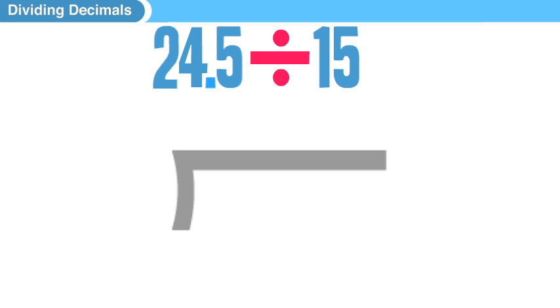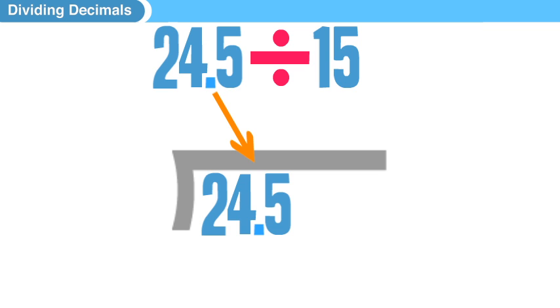Okay, so we have 24.5. Now this is the real tricky part. You want to make sure that the first number that we had before, 24.5, goes inside the house. So it kind of looks like it's doing this crisscross thing, right? 24.5 goes in the house, the division house as we say, and 15 goes out front.